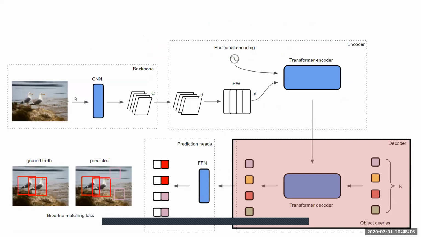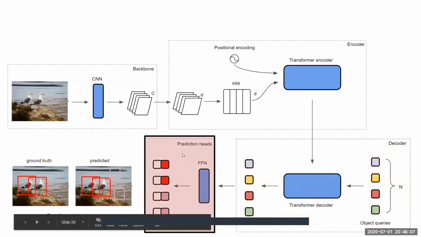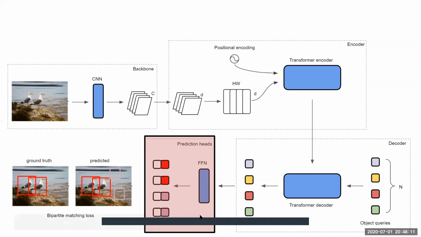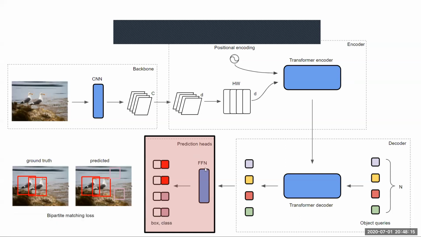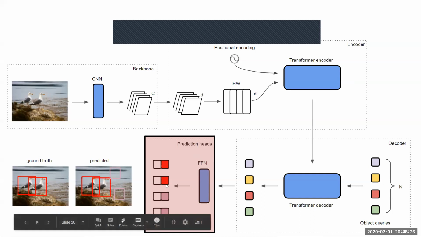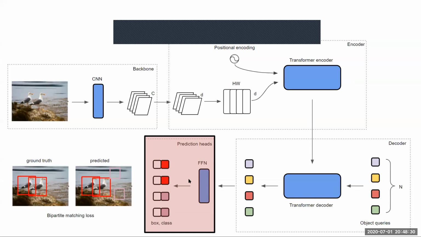Okay, so we have talked about the decoder, so let's talk about prediction heads. There is actually not much to say. It's just a three-layer perceptron, and the main feature is that we have two heads: one head predicts the bounding boxes, so the coordinates, and another head predicts the labels.